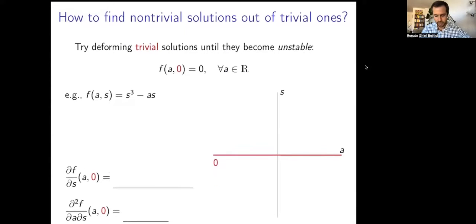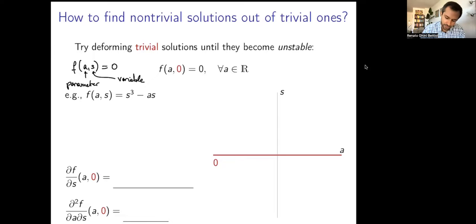Let's pretend we have an equation we're interested in solving. Maybe the equation is of the form f of a, s equal to 0. a is a parameter, and s here is the variable, as in the main variable that we're controlling. And we're interested in finding solutions of this equation, pairs a comma s, such that f is equal to 0.